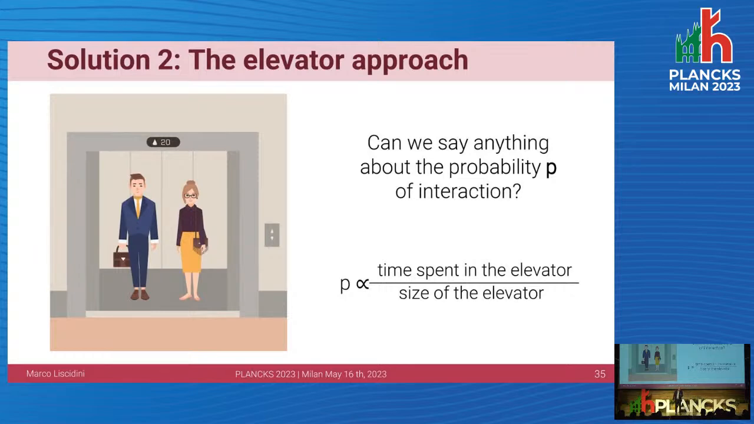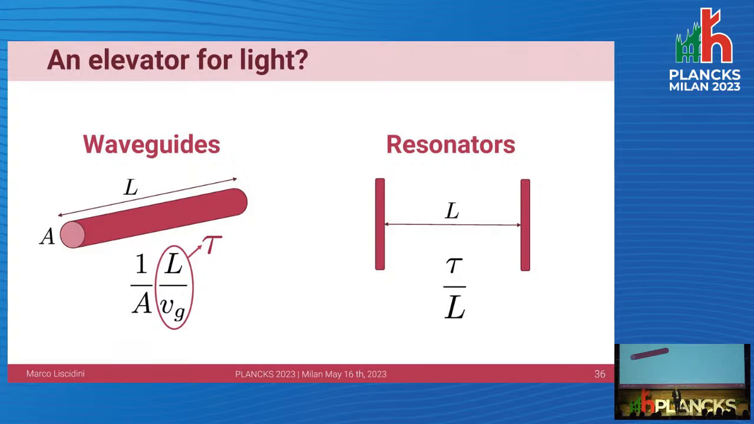Anyway, imagine that there is matter and light. I just have to find an elevator for light and matter, and then I'm done. It turns out there are at least two kinds of elevator. The first kind are waveguides, similar to a fiber. The size of the elevator is the cross-section of the waveguide, and the time that light spends in the waveguide is proportional to the length divided by the group velocity. This is an elevator which is not very tiny in the longitudinal direction, but it's very tiny in the transverse direction.